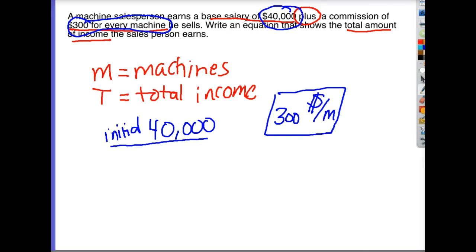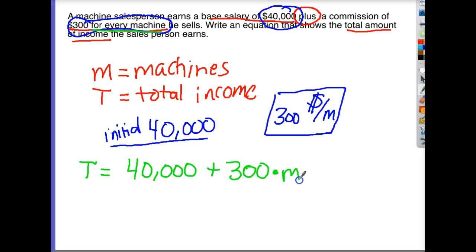Okay, so the next thing we're going to do is put it all together. It looks like we've used all the information in here, so let's put it all together. If I want a total income, then I'll have what I start with, $40,000. That's my base salary, and then plus a commission of $300. Is it just 40,000 plus 300? No, I have $300 for every machine I sell. So I can multiply that by how many machines I sell.